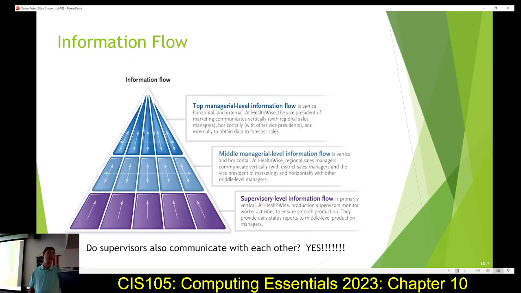All right, here's the same triangle. I added this at the bottom. This is a new line for the slides. So if you're watching a previous edition of this, those words I have at the bottom are not on the slide. All right. So when we look at the various managerial levels, when we look at upper management or top management, they have to deal with external entities as well.